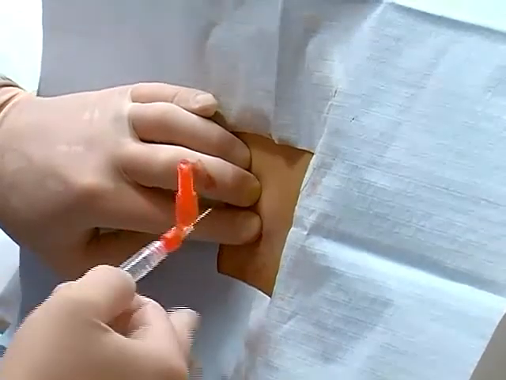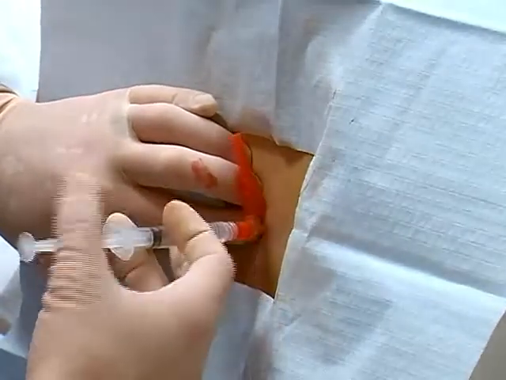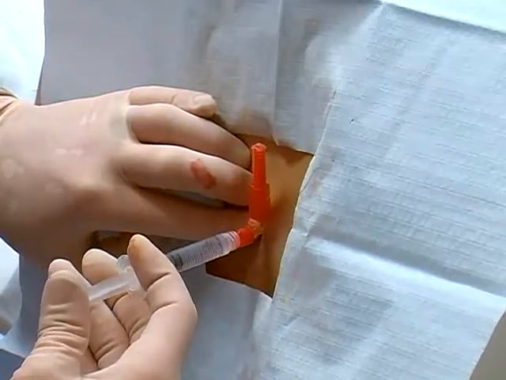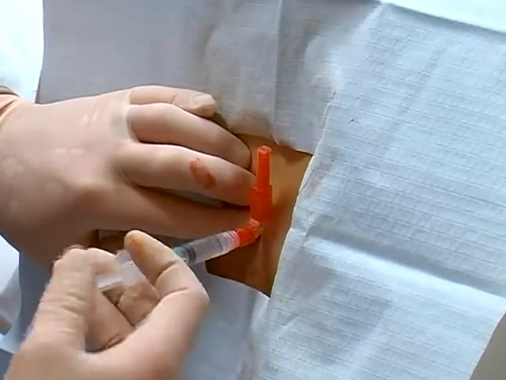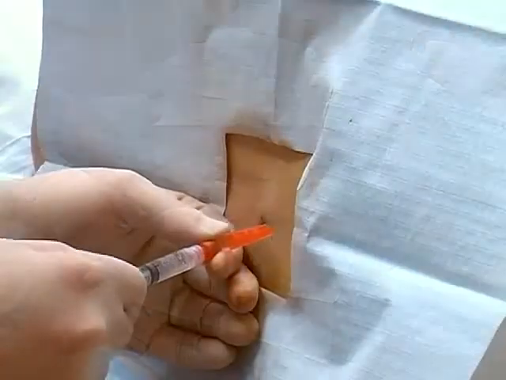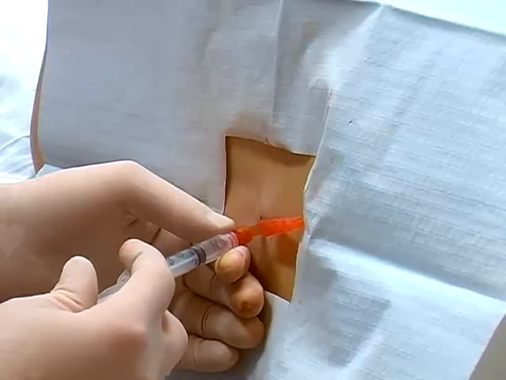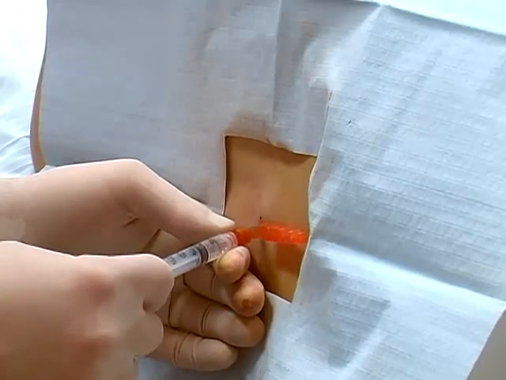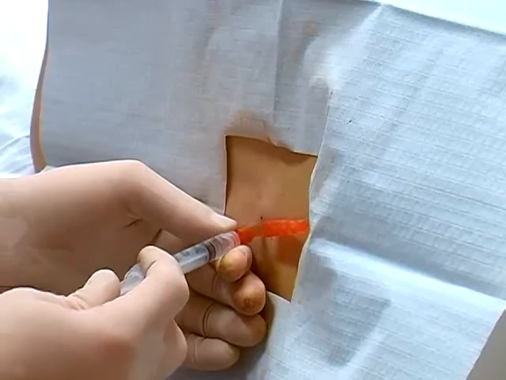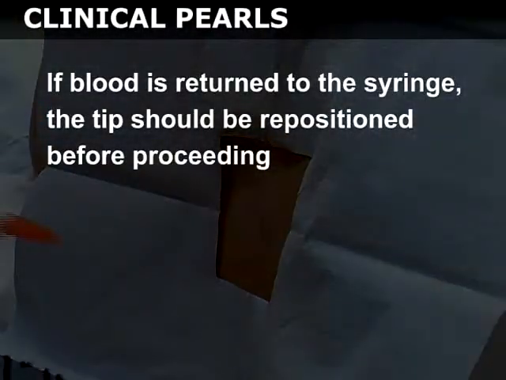Begin to anesthetize the deeper tissues by directing the same needle in a perpendicular fashion through the wheal and injecting another milliliter or so. If even deeper tissues need to be anesthetized, you can switch to a longer 22 gauge needle and proceed in the same fashion. Aspirate the syringe intermittently during the injection to exclude inadvertent vascular placement. If blood is returned to the syringe, the tip should be repositioned before proceeding.